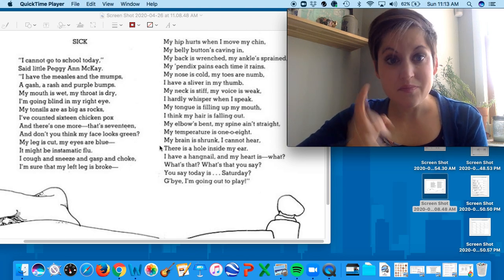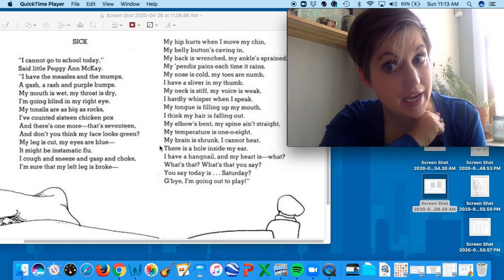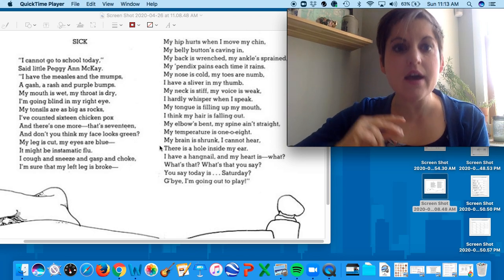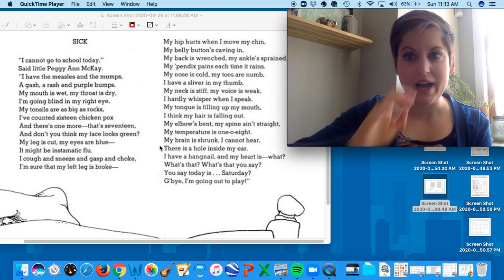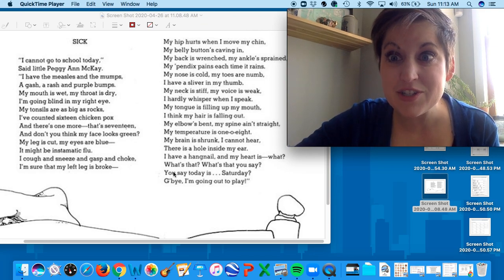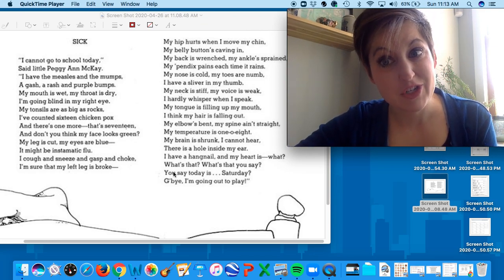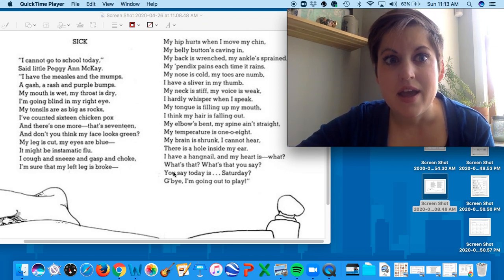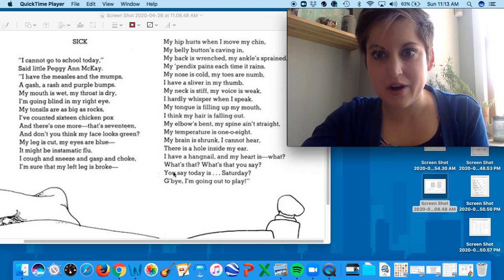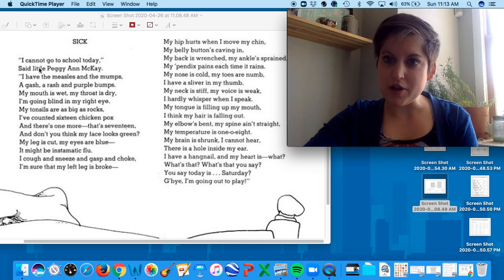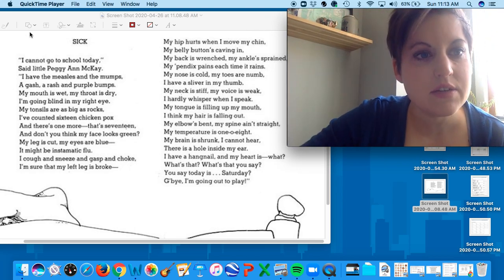Now, after our first read, I think I heard some rhyming words, and I think I heard there was a little bit of a rhythm throughout the poem until we got to the very end, when our character found out that it was actually Saturday and they didn't have school, and miraculously was better. Oh my goodness. So as we go back through, let's try to identify those rhyming words within our poem.